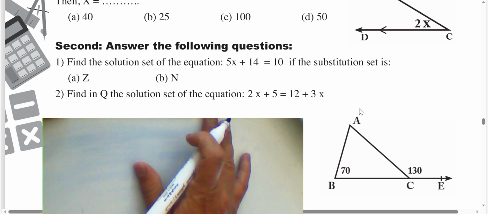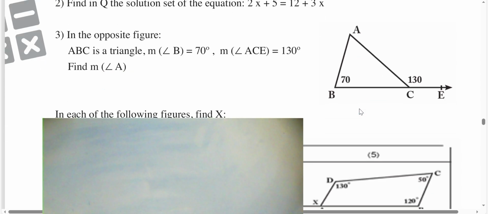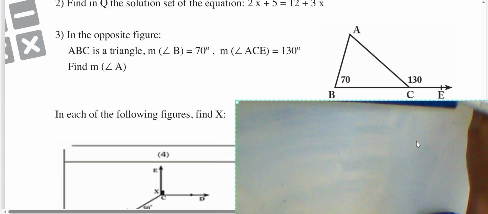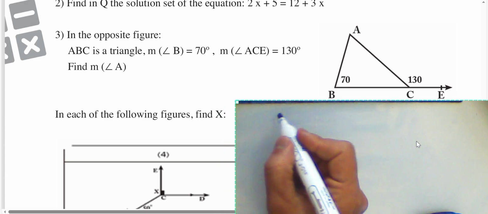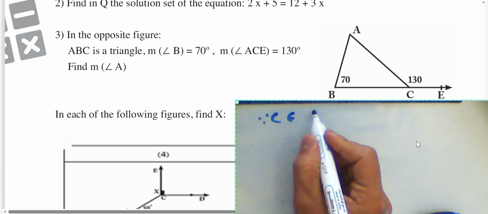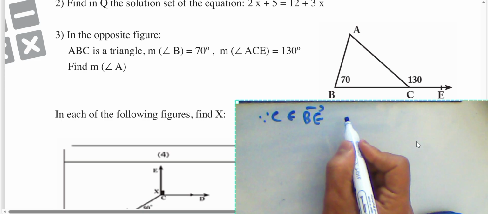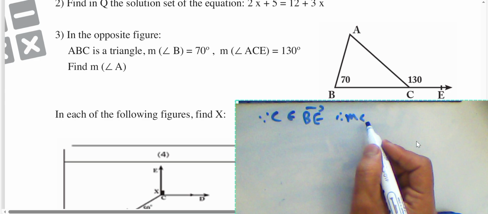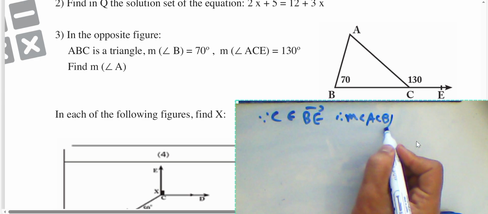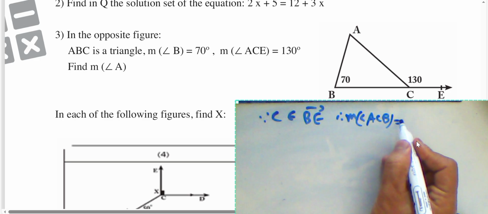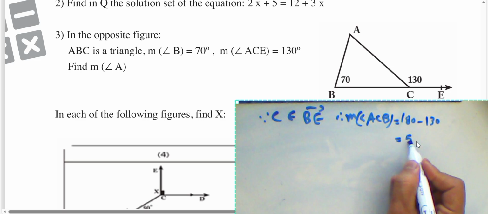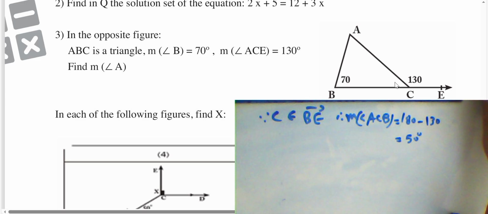Next question. Find the measure of angle A. We have a straight angle in this question. First step, since C belongs to the straight line or the ray BE, then the measure of angle ACD equals 180 - 130 = 50 degrees. This angle will be 50.